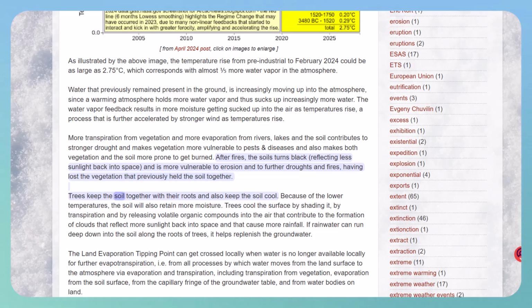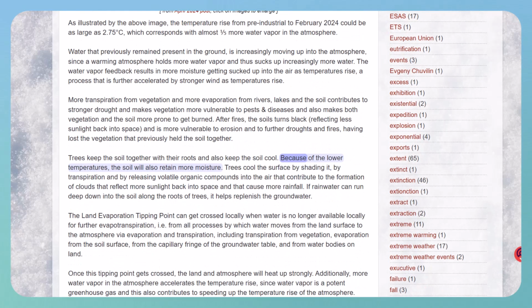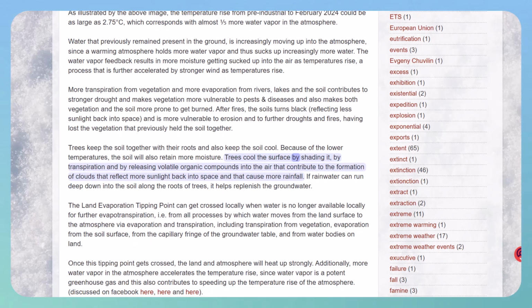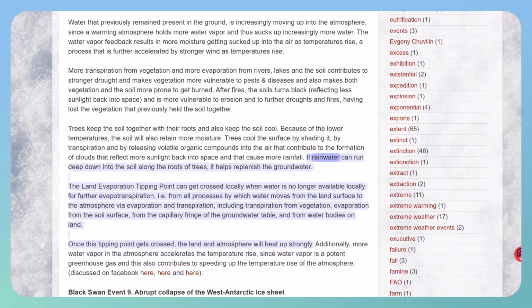Trees keep the soil together with their roots and also keep the soil cool. Because of the lower temperatures, the soil will also retain more moisture. Trees cool the surface by shading it, by transpiration, and by releasing volatile organic compounds into the air that contribute to the formation of clouds that reflect more sunlight back into space and that cause more rainfall. If rainwater can run deep down into the soil along the roots of trees, it helps replenish the groundwater.